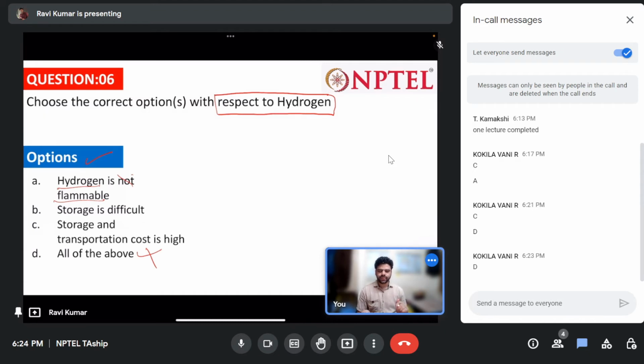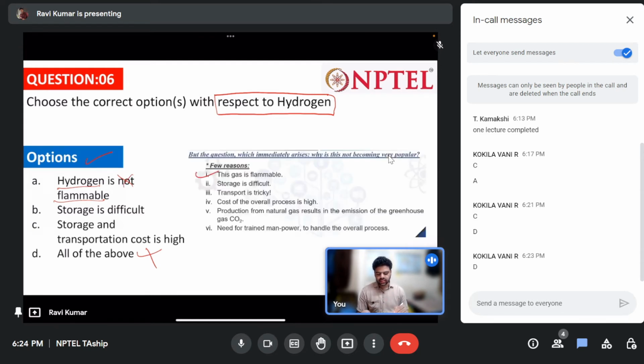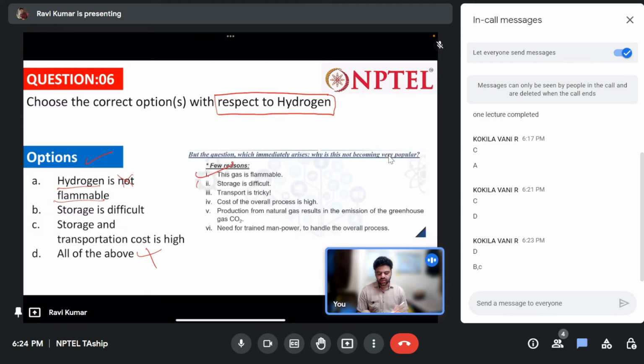correct. Hydrogen is flammable. The gas is flammable. Storage is difficult. Transport is risky. So option A is wrong. B right, C right, D is wrong. Yes, Kokila, now you are correct. B and C are the correct answer. So from the next time, read the question carefully and read the options as well.